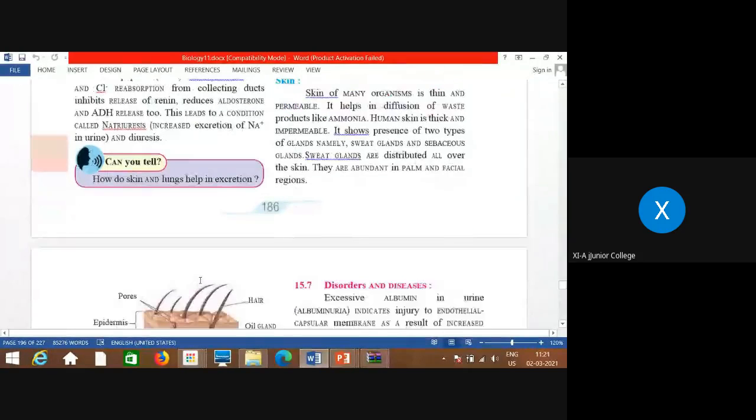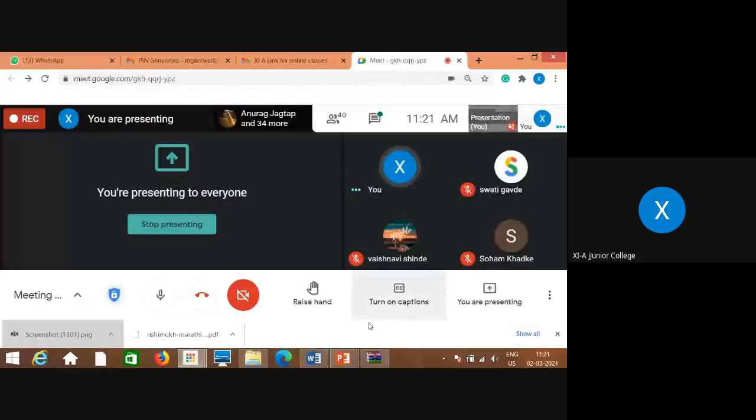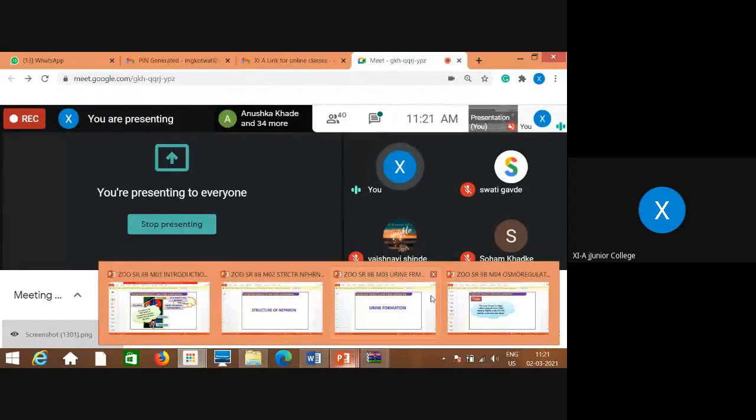Now the last part, that is the role of other organs in excretion, only that part is remaining, and that I will do by switching over to the slides. So with the help of slides, I will just make it.